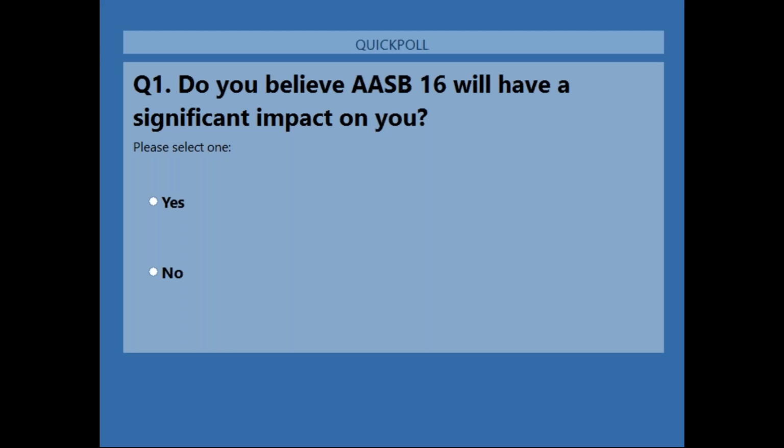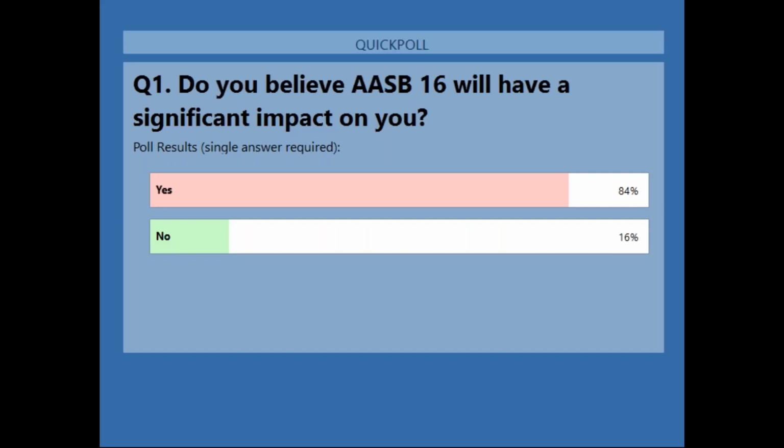So a lot of people have sent their votes in already, so thank you very much for that. We've got significant yes representation there, which is sort of expected as part of the reason why you're also joining the call or the webinar. So yes, I do agree that this will have a potentially significant impact.